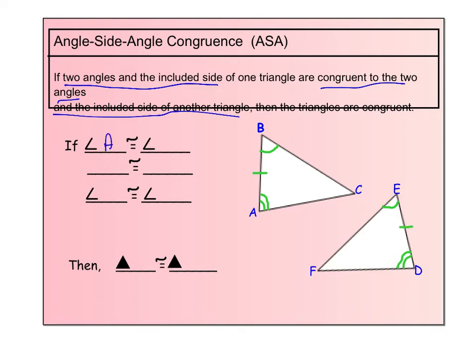So you've got angle A matches up to angle D, and angle B matches up to angle E, and then AB matches up to DE. And again, you must notice that the side that is congruent, the side that matches up, is part of both angles. It's in between there. It's the side that is a part of my two sets of angles.